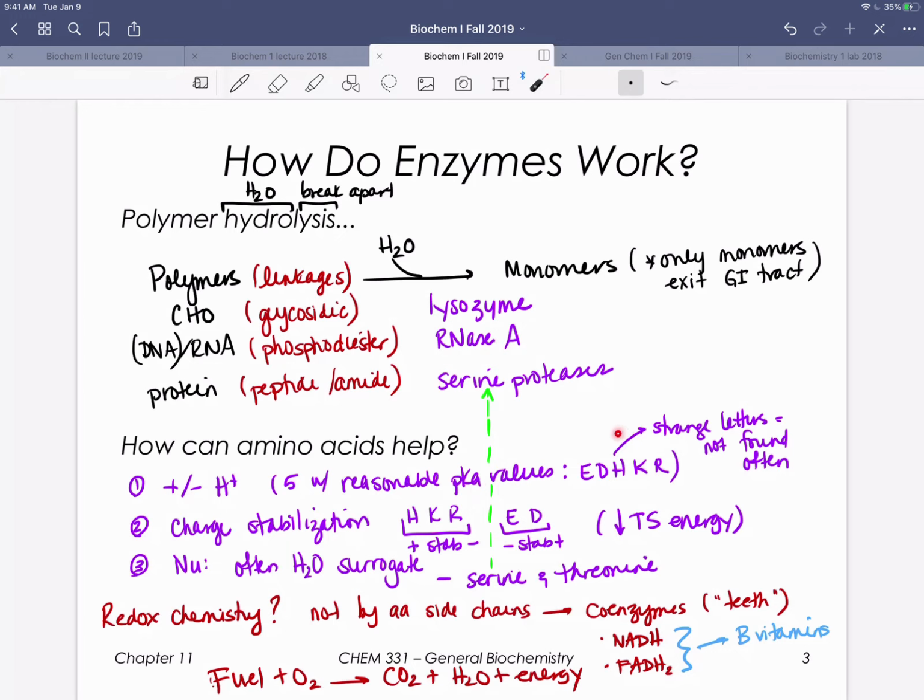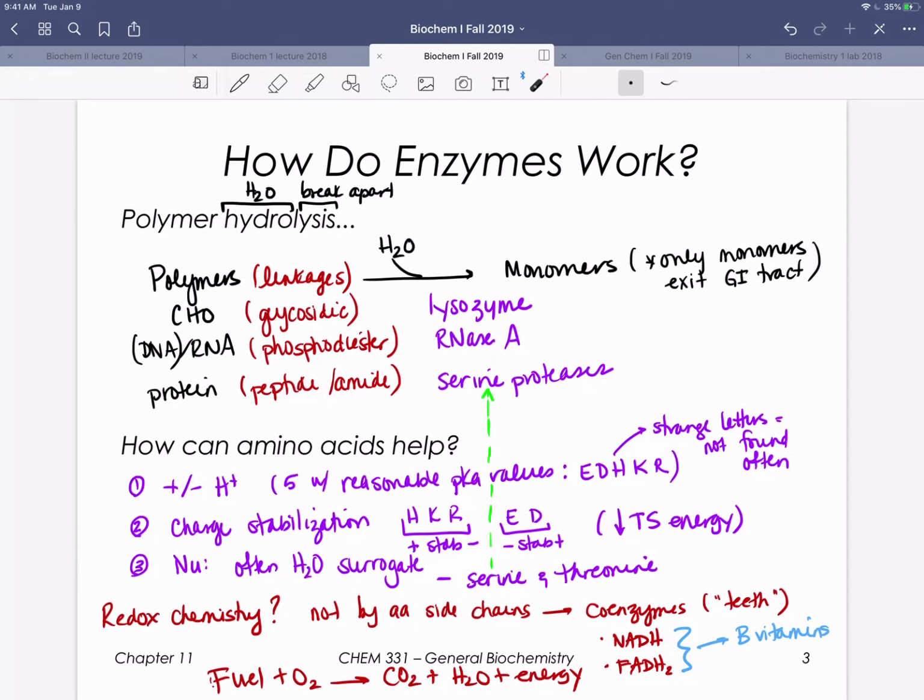So again, you need to be able to know your single letter codes. So we've got our acidic residues, our glutamate and our aspartic acid. We've got histidine, we've got lysine, and we've got arginine. So we've got our 5 kind of charged, either basic or acidic amino acids. Note here that these are going to be strange letters. That's why they're hard to remember.